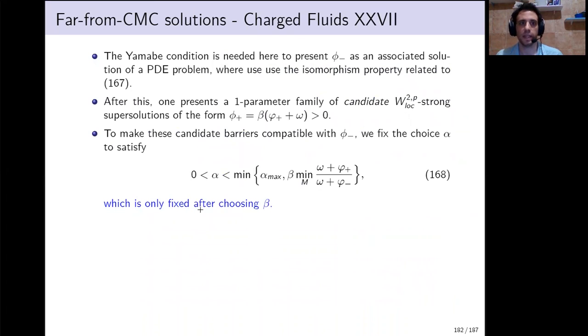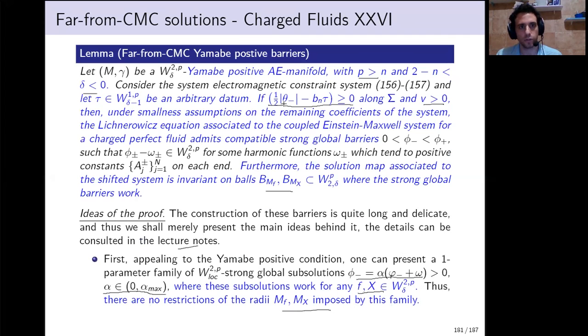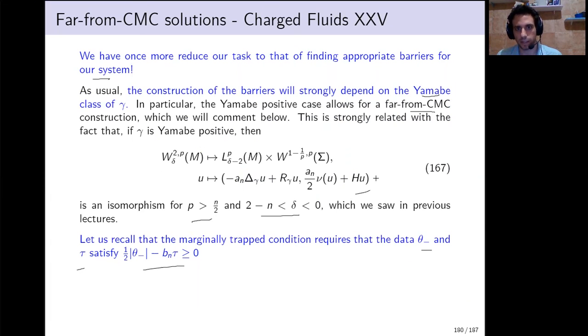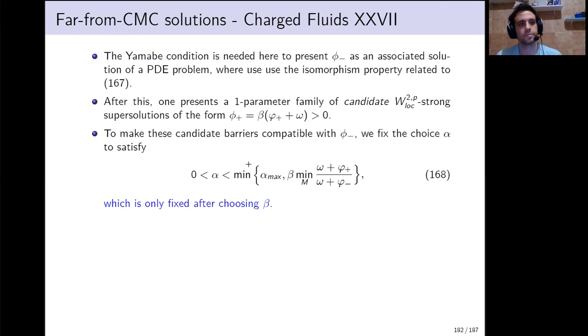Good. And the Yamabe condition is needed because the subsolution is constructed as a solution of a certain PDE problem, which is guaranteed to have solutions due to our condition here that is given by the Yamabe positivity. And after that, the idea is to introduce a one-parameter family of candidate strong super solutions that have this form. They are also constructed as solutions of an associated PDE, where we can prove some positivity due to the application of maximum principles. And this beta is also a constant.